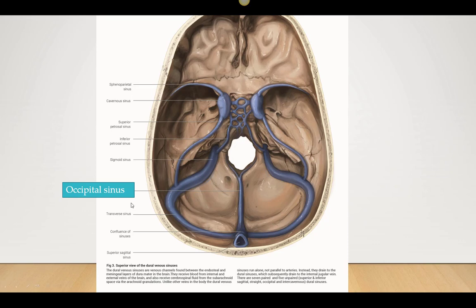In this view, the tentorium cerebelli has been removed, and you see the bottom part of the skull, which is the occipital sinus. So this originally had been labeled in this picture, taken from the internet, by mistake as the straight sinus, but it's actually the occipital sinus. And here you see the confluence of the sinuses, which has the superior sagittal sinus on top of it.